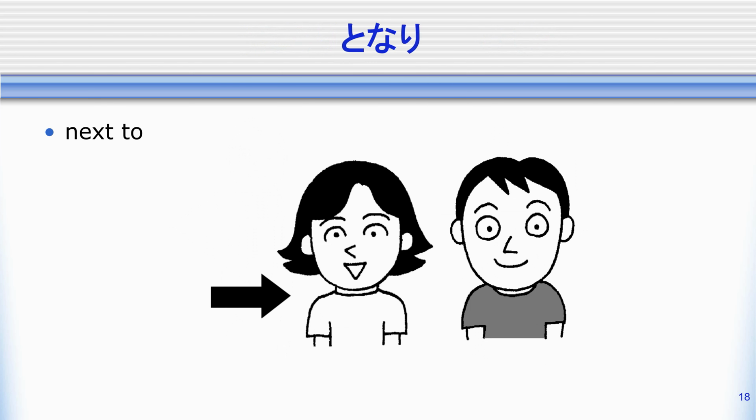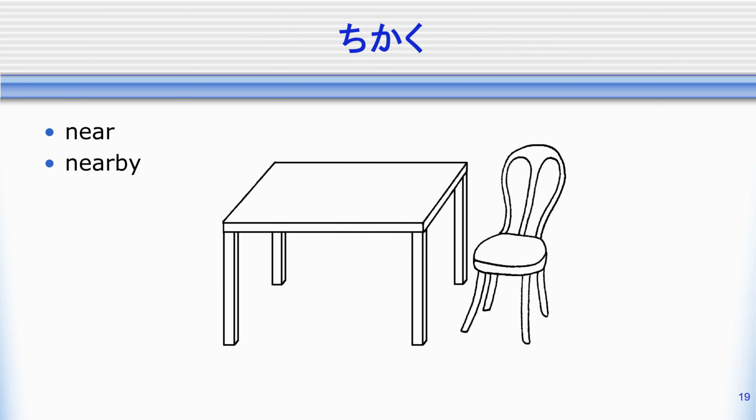The next word is tonari. This means next to. We usually tend to use tonari with two similar things. So we'll use tonari to describe like two people or two buildings. But we might not use tonari to say that a person is next to a building or a building is next to a person. The next location word is chikaku. This means that something is near or nearby to something else.